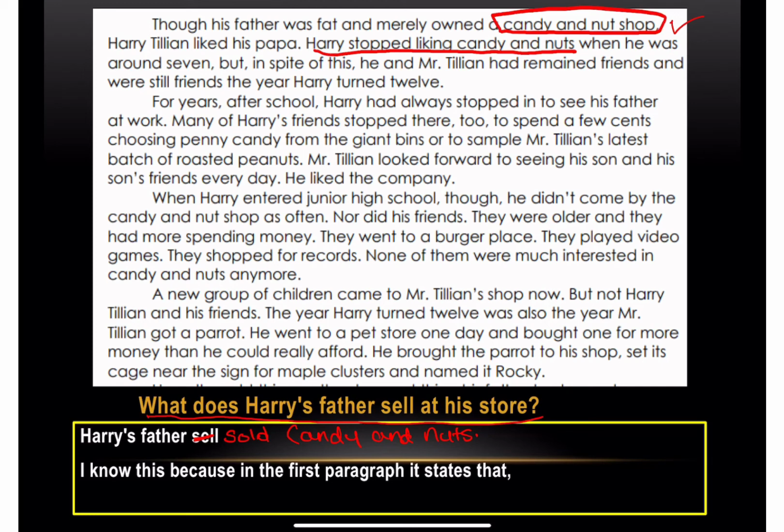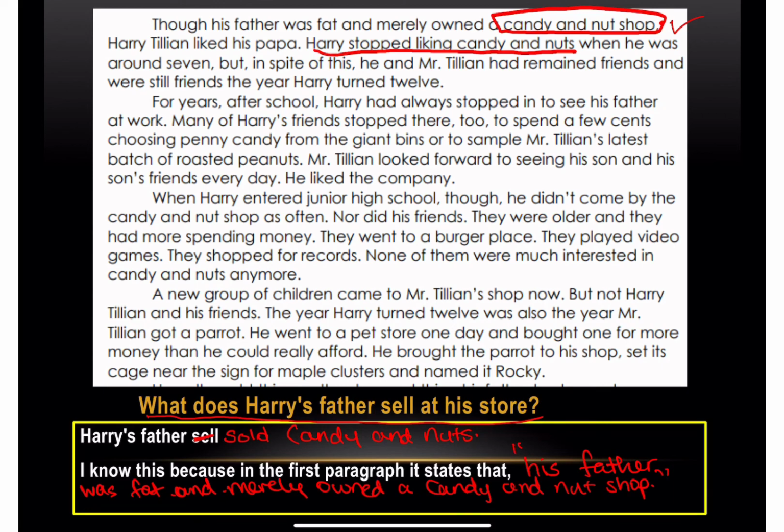I know this because in the first paragraph it states that his father "was fat and merely owned a candy and nut shop." This is how I know, and I open and close my quotation because I did not write the text.